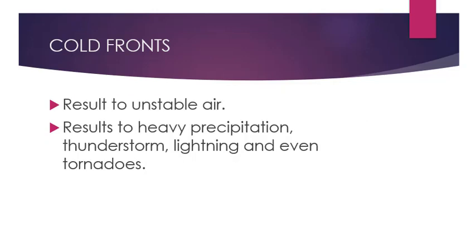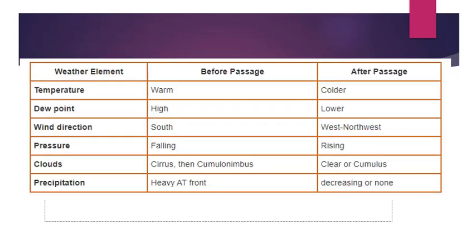So this results in unstable air and results in heavy precipitation, thunderstorms, lightning, and even tornadoes. Now let's take a look at the different weather elements. Before passage, you have a warm air mass. Then after, it will be replaced by a colder air mass. The dew point initially was high. After the cold front, we have a lower dew point.